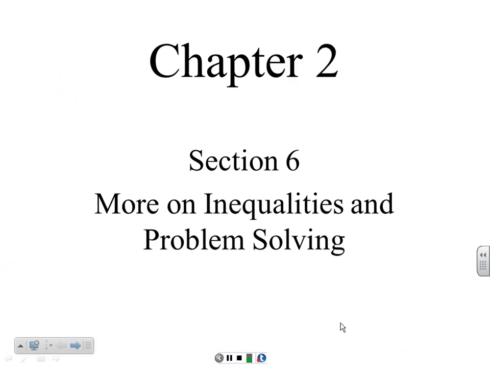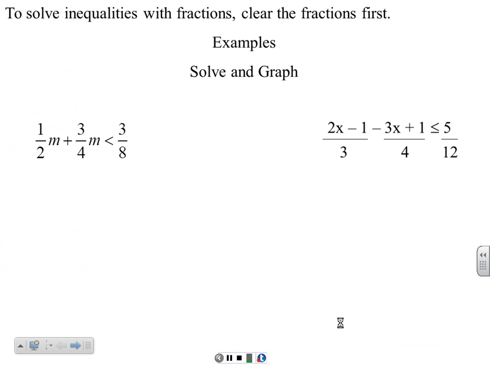Chapter 2, Section 6, More on Inequalities and Problem Solving. So in this section, we're going to continue solving inequalities. We're going to solve them and graph them. So the first thing that we're going to talk about is how to solve inequalities with fractions.